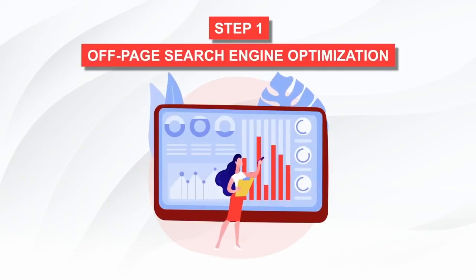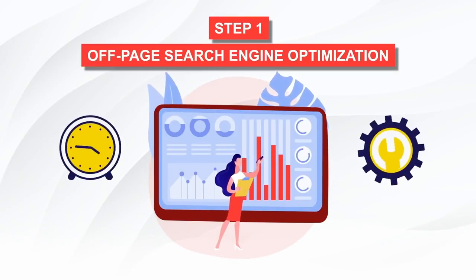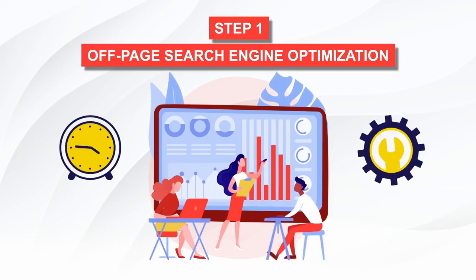Step 1, off-page SEO. The truth is, you can do SEO yourself and avoid spending anything. But to be honest, on-page SEO takes a lot of time and effort, and you're better off paying someone to do it for you. As for finding someone to do this for you, it's quite simple.